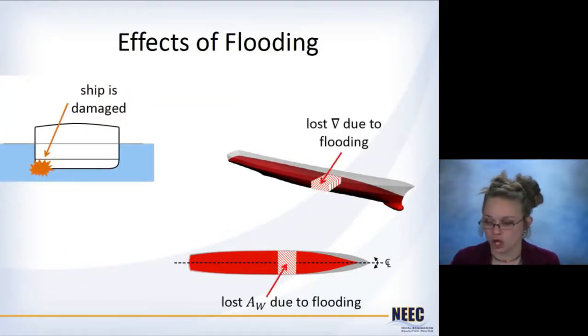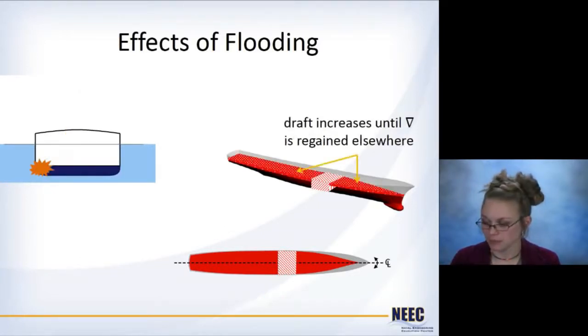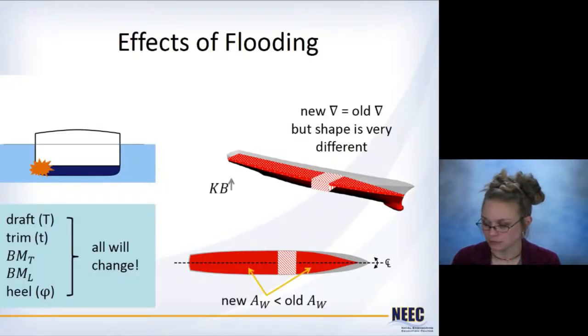When the ship is damaged, you lose some of your original underwater volume due to the flooding, right? It's lost buoyancy. Similarly, you lose some waterplane area also due to the flooding. The ship is going to sink, which means that the draft will increase until all of the lost underwater volume is regained elsewhere. So now you've got a higher draft, but you're still missing that buoyancy in the middle there. So now you have new underwater volume. It equals the old underwater volume, but the shape is very different, right?